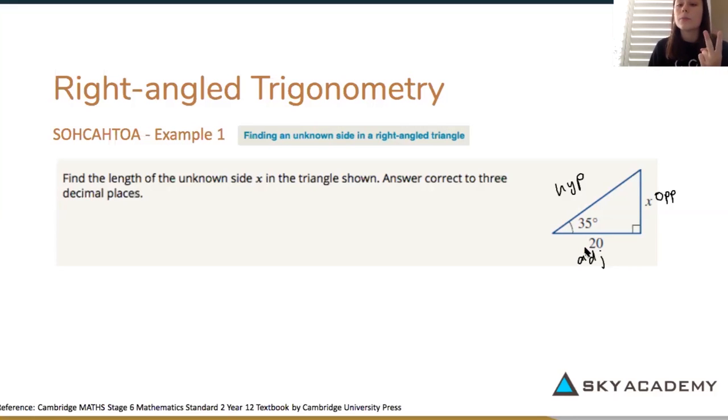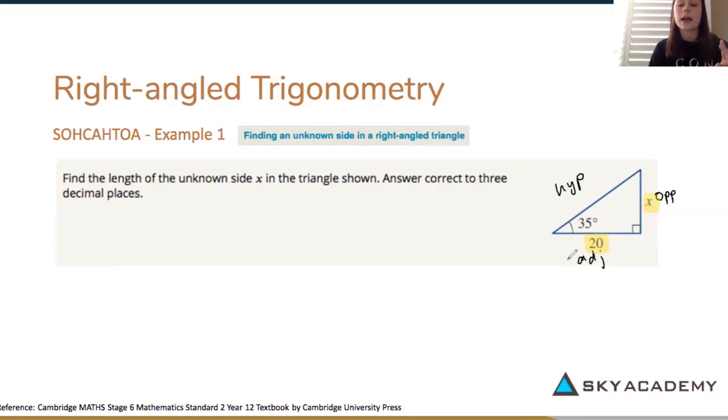So this side here, my adjacent, is marked with a value of 20, and this side here, my opposite, has no value, but it's the side that I need to find. So my hypotenuse contributes nothing to my answer, which I'm trying to find. So I'm not going to use the hypotenuse in the question. I'm just going to use my adjacent with a value of 20 and my opposite with a value of x in my equation. So now I know what each side of my triangle is, and I know what 2 sides I'm going to use. I can go ahead and answer the question now.